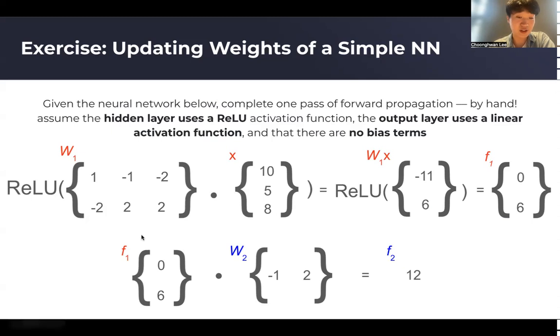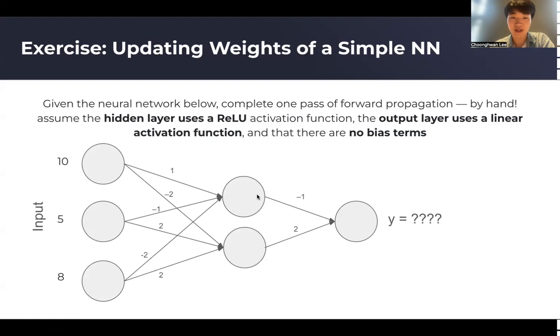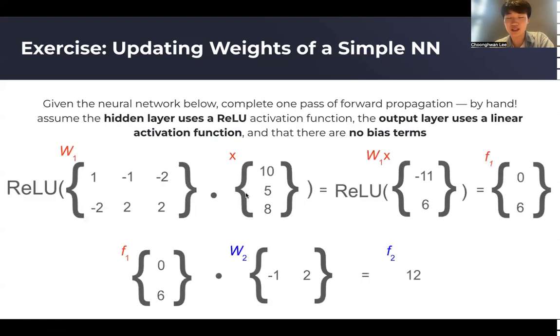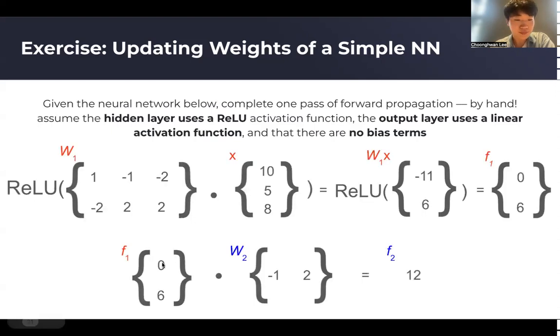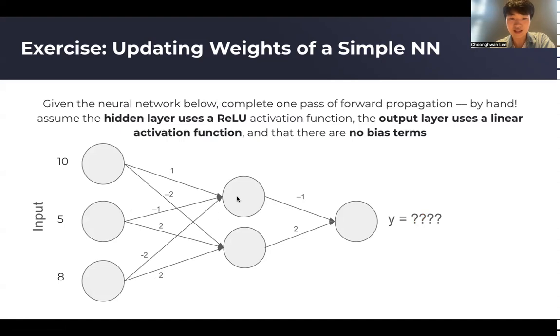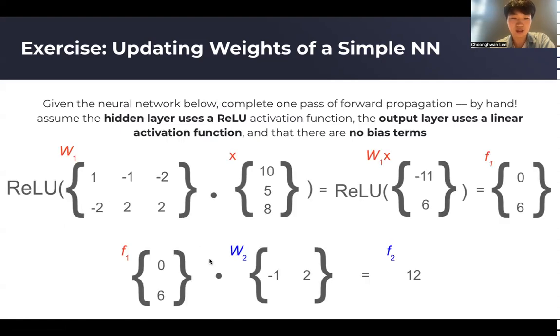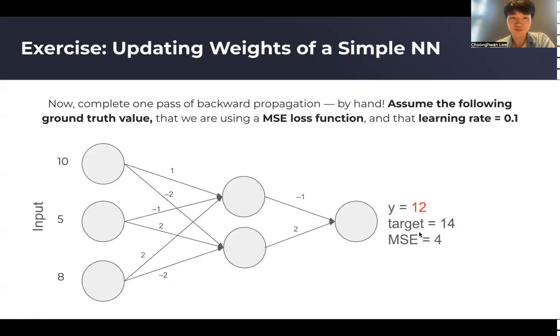But if you multiply W1 x, this gives you the weighted sum here. Applying the ReLU function gives you the values of our first hidden layer, which is going to be 0 and 6 here. Then, this becomes the input to the next set of layers and connections, where we can use the weights -1 and 2 here to get our output 12. And if we assume that the ground truth value is 14, then if we use a mean squared error loss function, our loss is going to be 4.